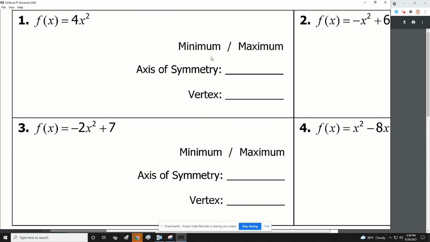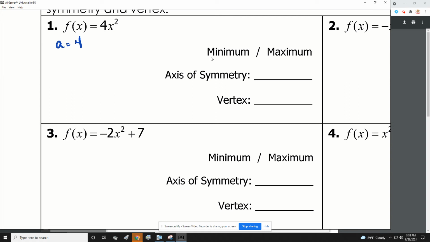All right. So in this first one, a is 4. So if that's positive, it's going to be a parabola that opens upward. Therefore, it is going to have a minimum. Okay, so now b is the number in front of x. So in this case, b is 0. And to find the axis of symmetry, we're going to say x is the opposite of b over 2a.